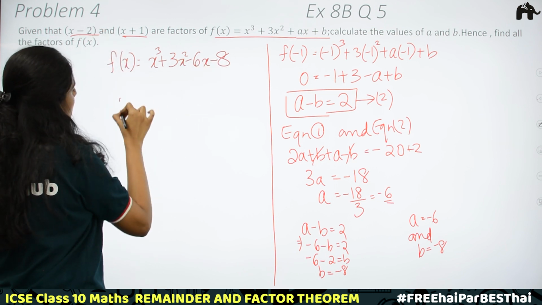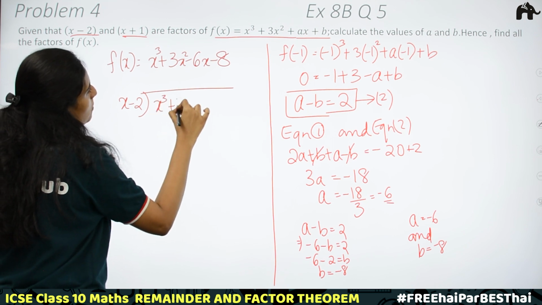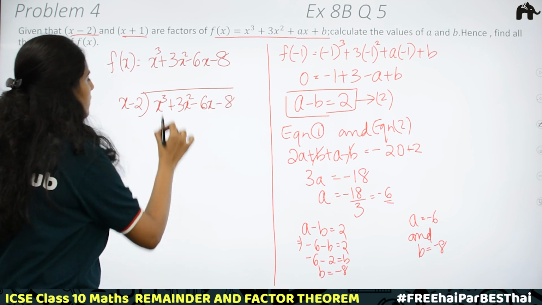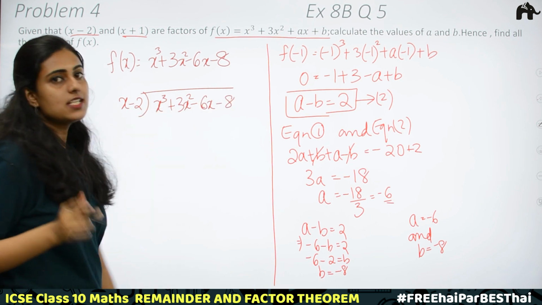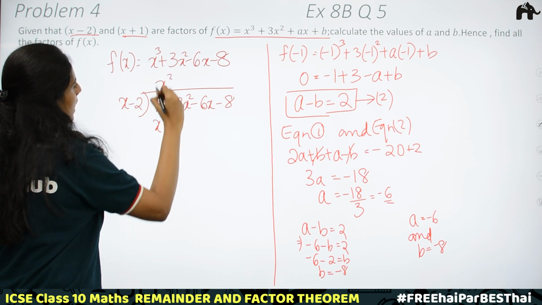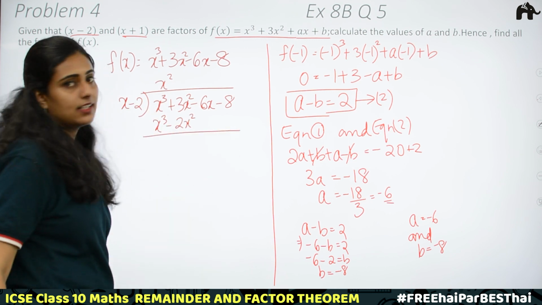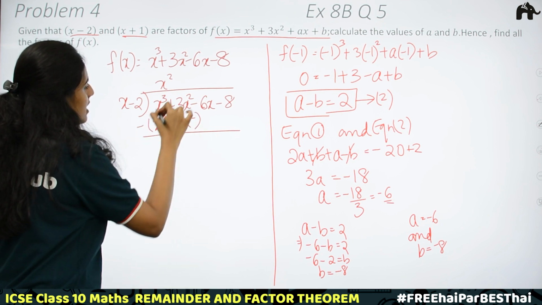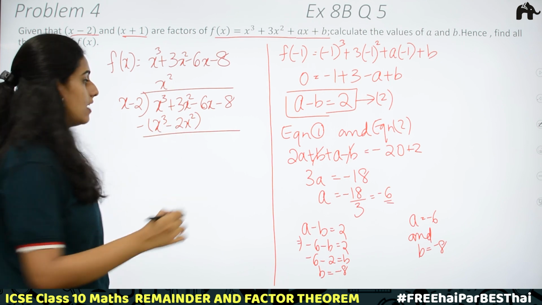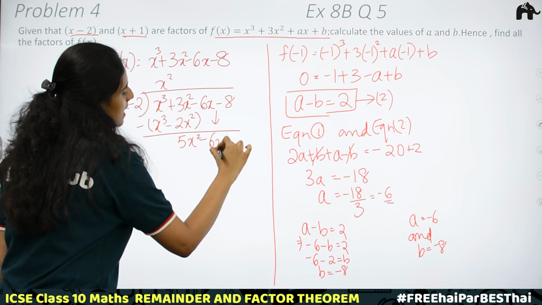Dividing, I am dividing with x minus 2. The expression x cube plus 3x square minus 6x minus 8. Okay, here we have x cube. X cube is obtained when x is multiplied with x square. X square into x is x cube. X square into minus 2, minus 2x square. On subtracting this, we get x cube minus x cube is 0. 3x square minus of minus 2x square, which is 5x square. 5x square, taking this down, minus 6x minus 8.